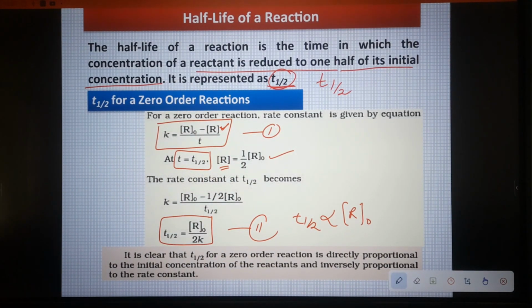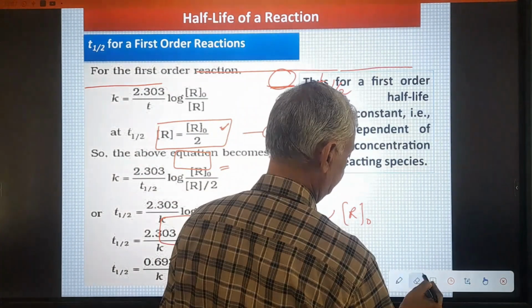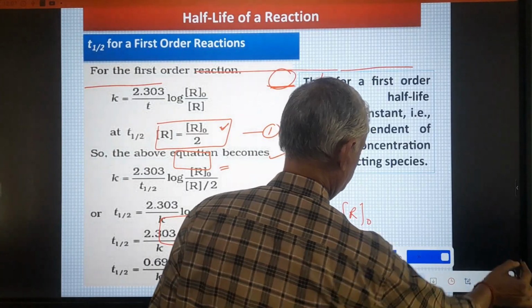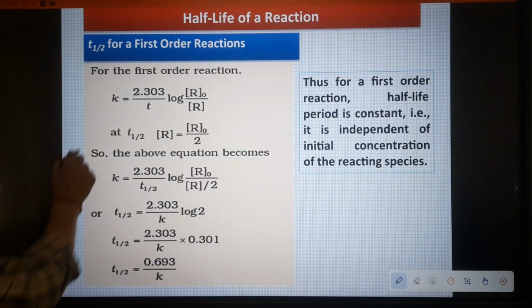directly proportional to the initial concentration of the reactant. But in case of first order reaction, the relation is different. Here this is the half-life period for a first order reaction.